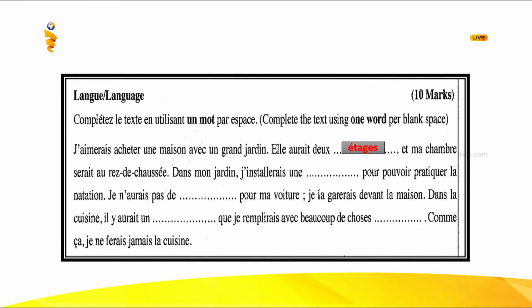And when we read it, we need to understand the word missing and fill the blank as "Elle aurait 2 étages et ma chambre serait au rez-de-chaussée." Likewise, you need to fill the rest of the paragraph. But here, words are not proposed to you. So it's essential that you understand the theme of the paragraph and use the related words to fill the blanks.